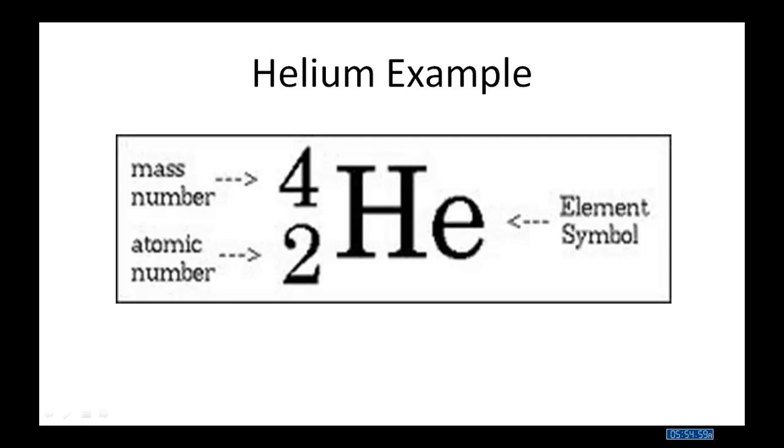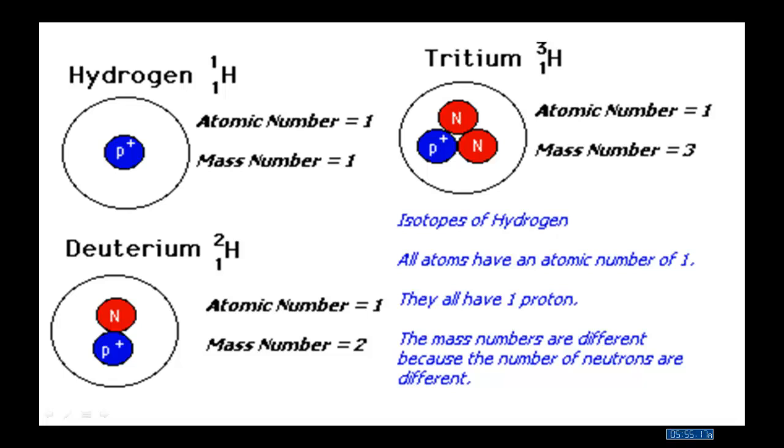Here's an example of helium. You see the element symbol there to the right, and then it shows two numbers, one over the other. The top number is the mass number. It's always going to be larger or the same as the atomic number, never less, because it includes the atomic number.